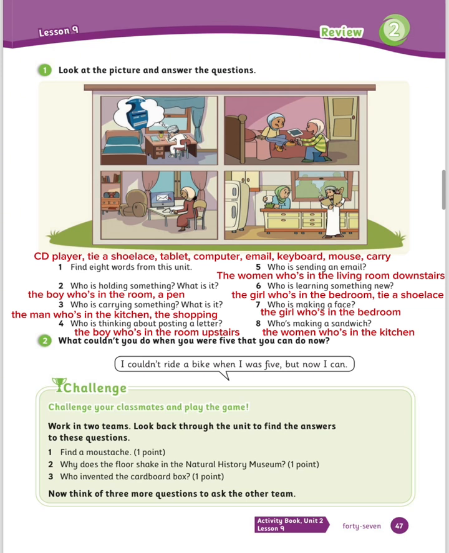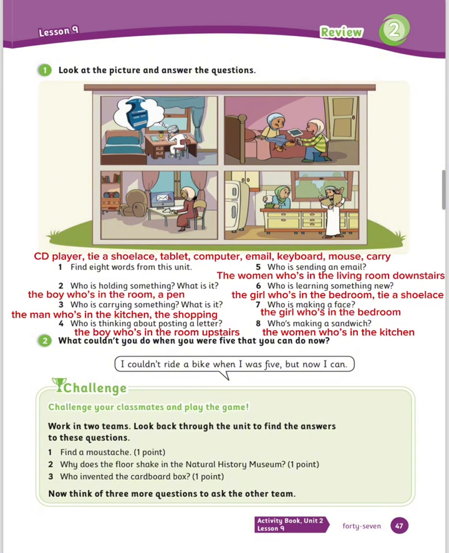Number 5. Who is sending an email? The woman who is in the living room downstairs. Number 6. Who is learning something new? The girl who is in the bedroom. Tie a shoelace. Number 7. Who is making a face? The girl who is in the bedroom. Number 8. Who is making a sandwich? The woman who is in the kitchen.